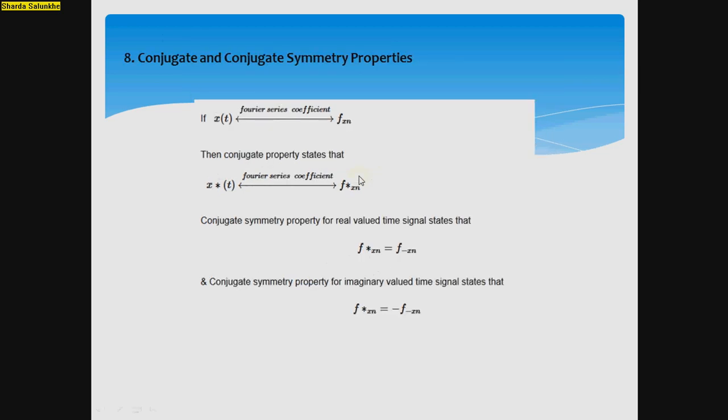Next, conjugate and conjugate symmetry property. If x(t) has coefficient X[n], then the conjugate property states that x*(t) has coefficient X*[-n], where the asterisk sign indicates the complex conjugate. The conjugate symmetry property for a real valued time signal states that X*[n] is equal to X[-n]. And the symmetry property for an imaginary valued time signal states that X*[n] is equal to minus X[-n].